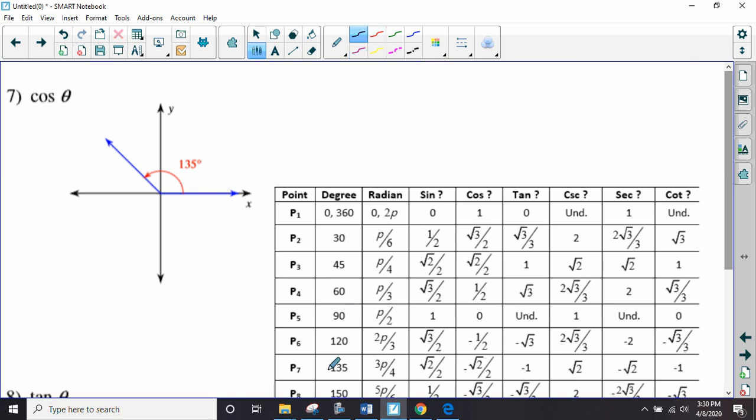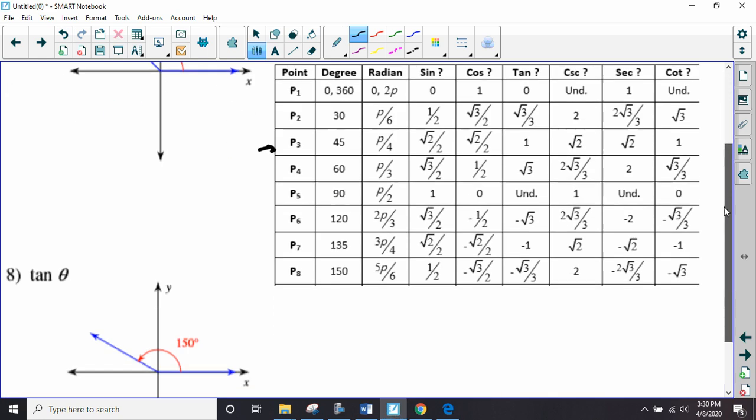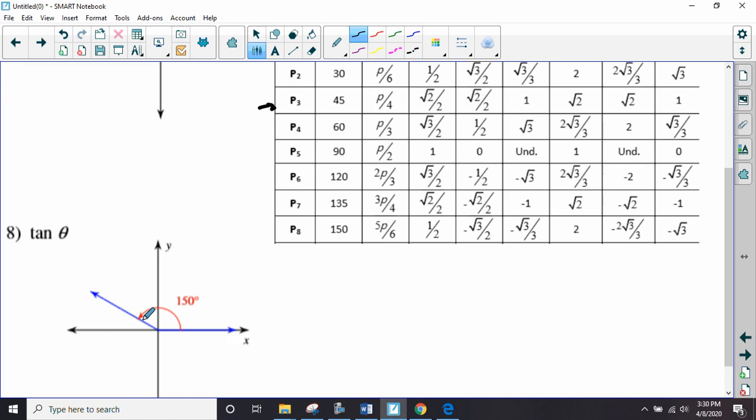Now, cosine of 135. So here's 135. Go over to cosine. This is negative root 2 over 2. This is one of those families of the pi over 4. You'll notice those patterns if you haven't yet as we go on. Here we have the tangent of 150. Degree, radian, sine, cosine, tangent. Okay. Negative root 3 over 3.